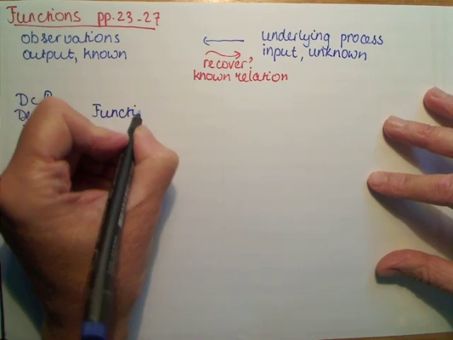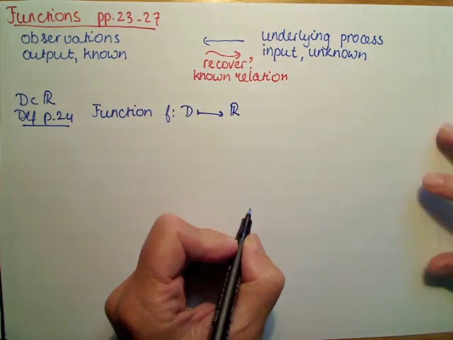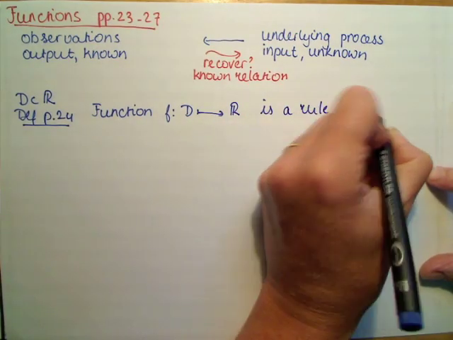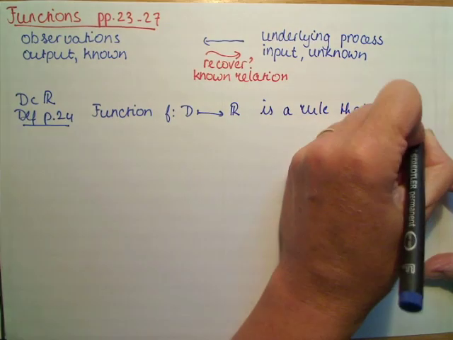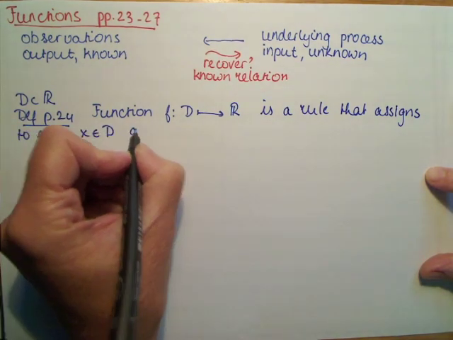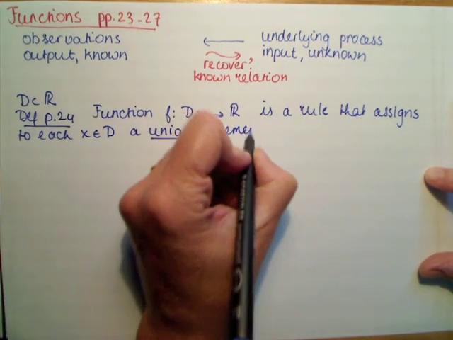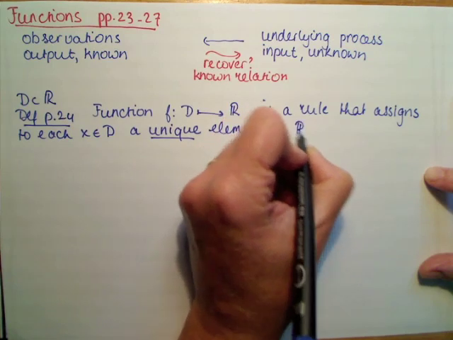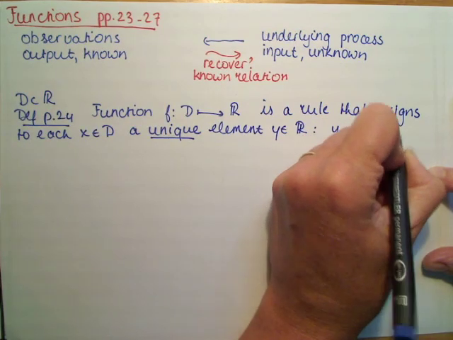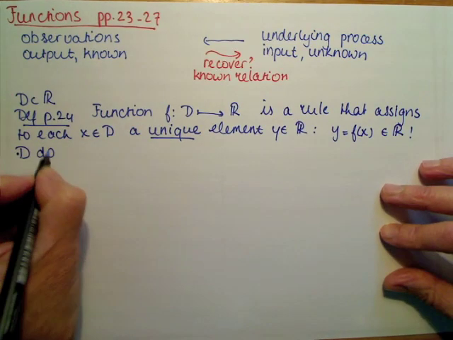So a function f defined on the set D with values in the reals is a rule that assigns to each x in our set D a unique element y in the reals. And we denote this y by f of x. The set D has a name. D is called the domain of f.